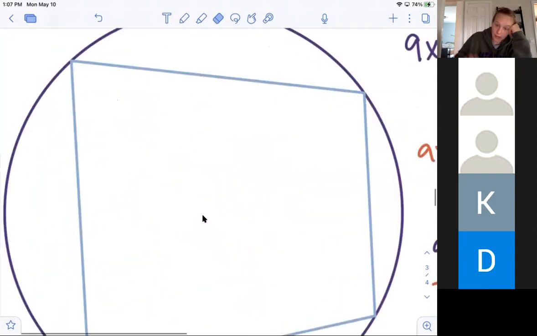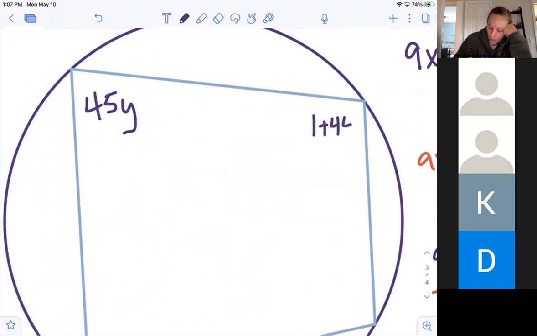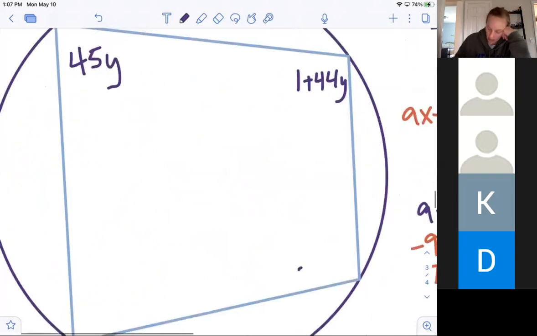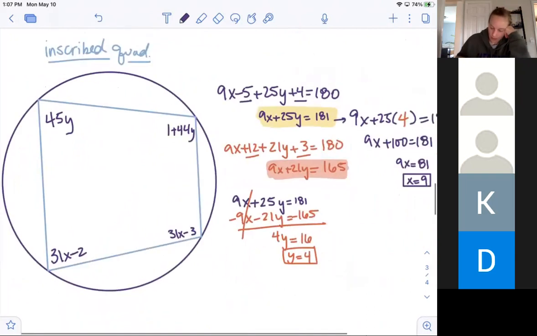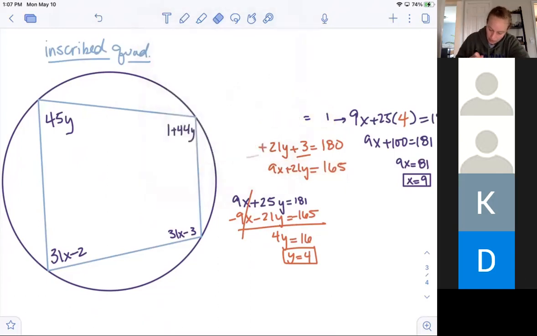So now these are my new angles, excuse me. I've got 45y. I've got 1 plus 44y. I've got 31x minus 3, and I've got 31x minus 2. So I want you to take a minute and try and solve this. I'll erase the rest of my work over here. So I'm going to be quiet. You try to solve this for a second.